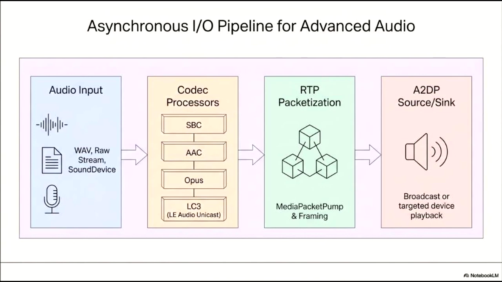The third stage involves RTP packetization, where the media packet pump and framing logic organize the compressed audio into discrete packets suitable for real-time transport. The pipeline concludes at the A2DP source or sink, which manages the final delivery for broadcast or playback on targeted devices. This architecture ensures a seamless, high-performance flow from the original source to the final listener.